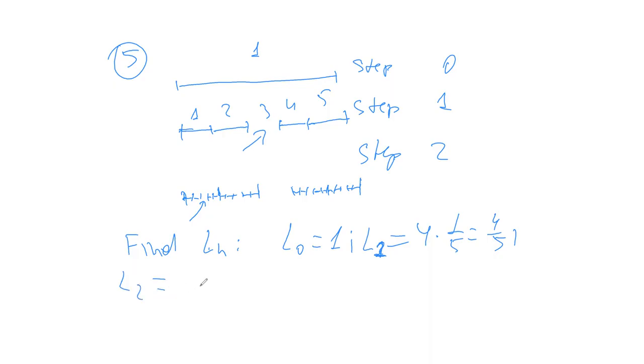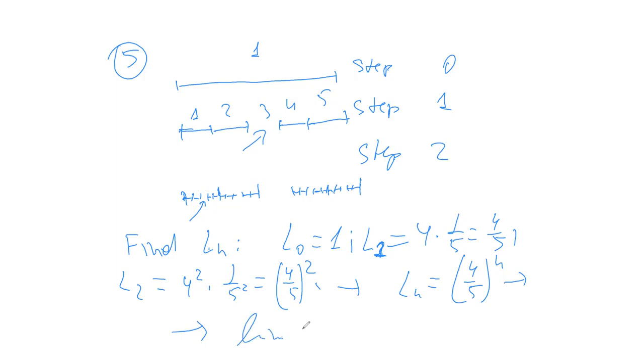L2 would be, now each of these 4 is divided into 4 pieces, therefore it will be 4 squared segments, and the length of each segment is again 5 times smaller compared to step 1. It will be 1 over 5 squared. So this is 4 over 5 squared. And you can conclude that Ln is 4 over 5 to the power of n. And from here you can find the limit of Ln when n tends to infinity. So this is easy.